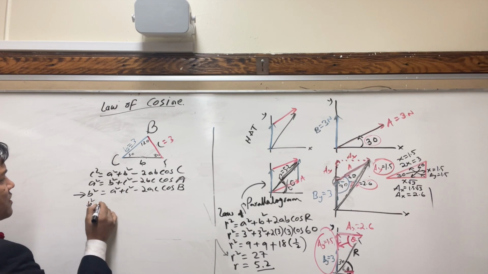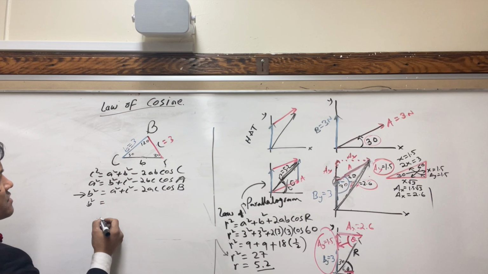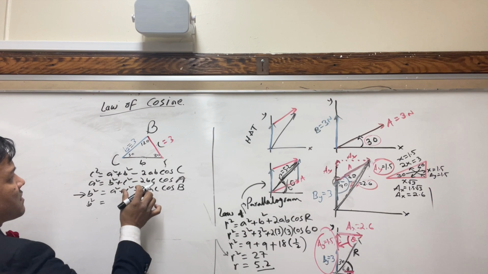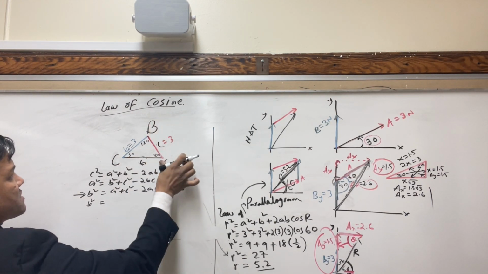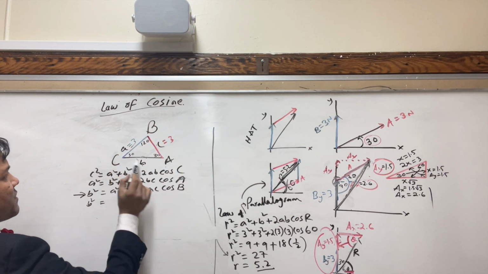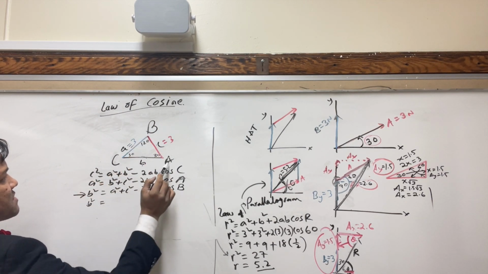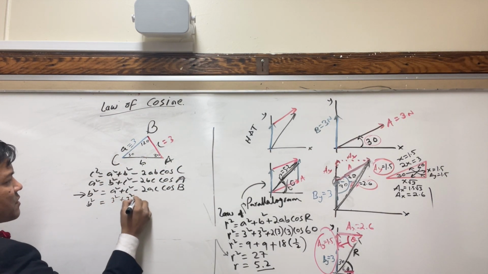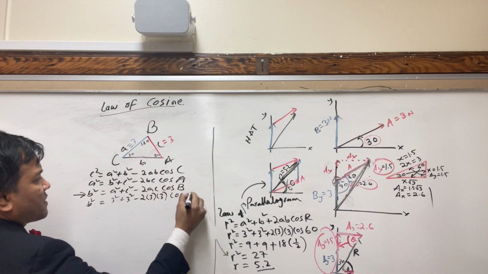So b squared is equal to, I'm using the last one, a squared plus c squared minus 2ac cosine B. So we need a. Call this one C, this one B, this one A. So we have A, B, C. A is 3, so 3 squared plus c is 3 squared minus 2 times 3 times 3 cosine of B, 120.